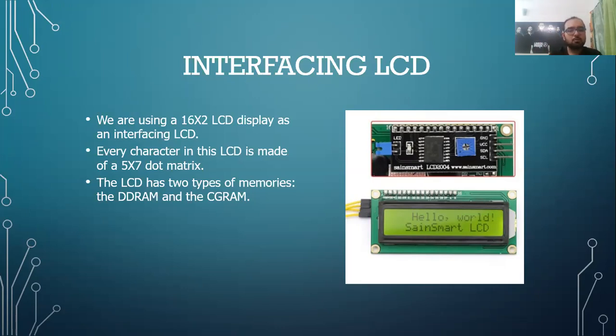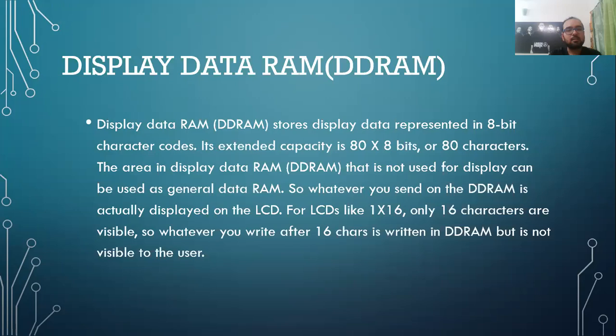An LCD has two types of memories, the DDRAM and the CGRAM, or a display RAM. Right. So we have a display data RAM or the DDRAM. A display data RAM stores data stored in 8-bit character codes. So it has a capacity of 80 cross 8 bits or 80 characters, since one character is 8 bits. The area in the DDRAM not used for displaying characters can be used as a general data RAM.